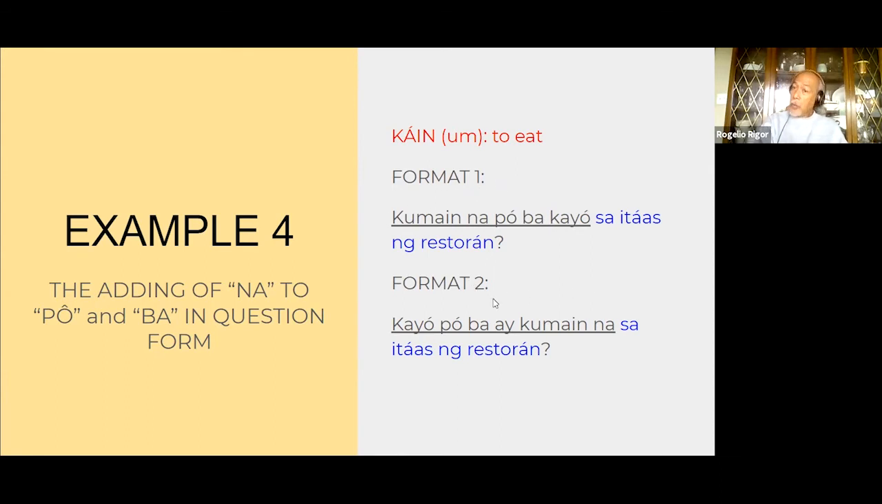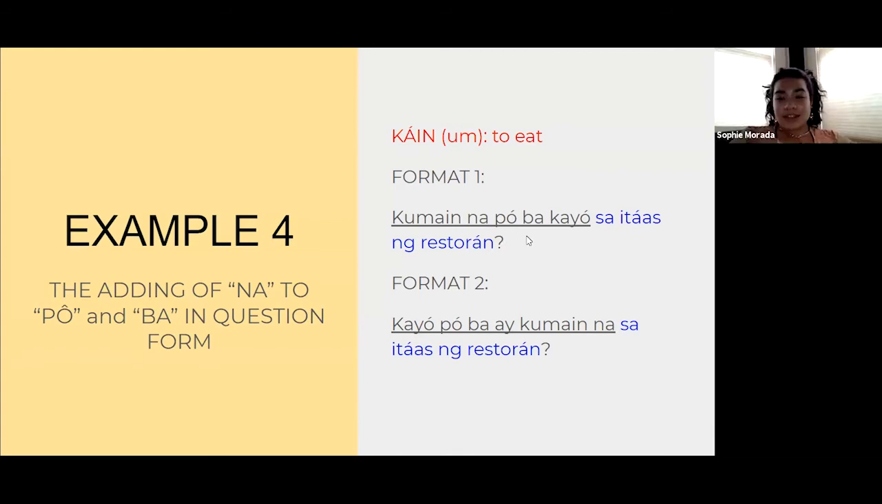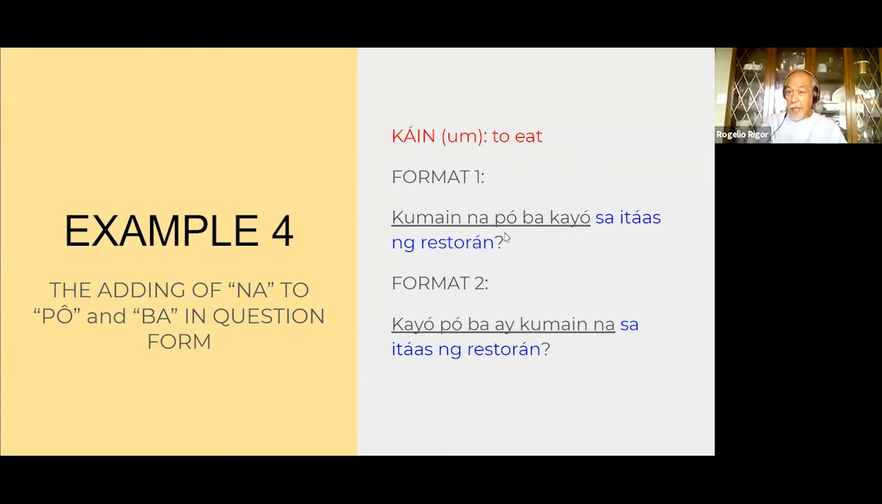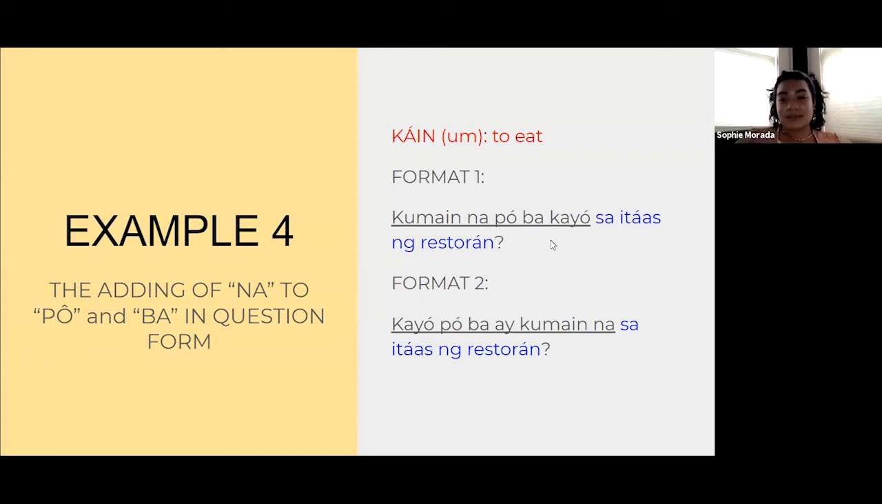But if you want to use format 2 with the na: kumain po ba, kayo po ba ay kumain na, right? Sa itaas ng restaurant. So sa itaas is above, up on top of, right? So what is this asking? Did you eat on top of the restaurant? And what is the na? Already? Yes, did you already?